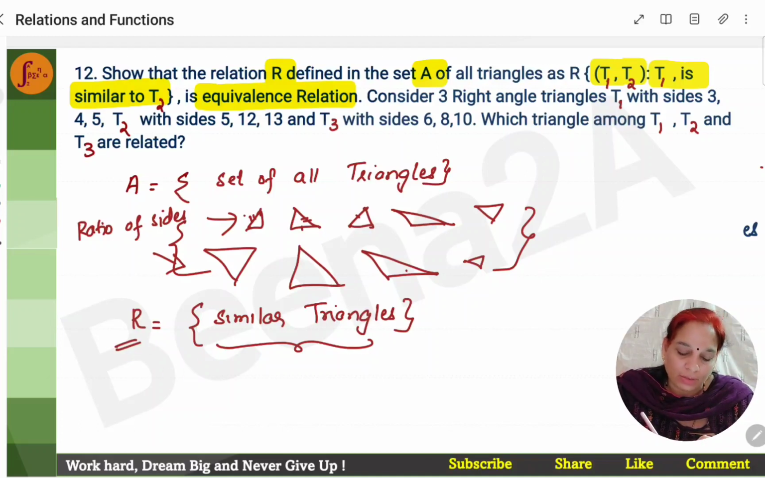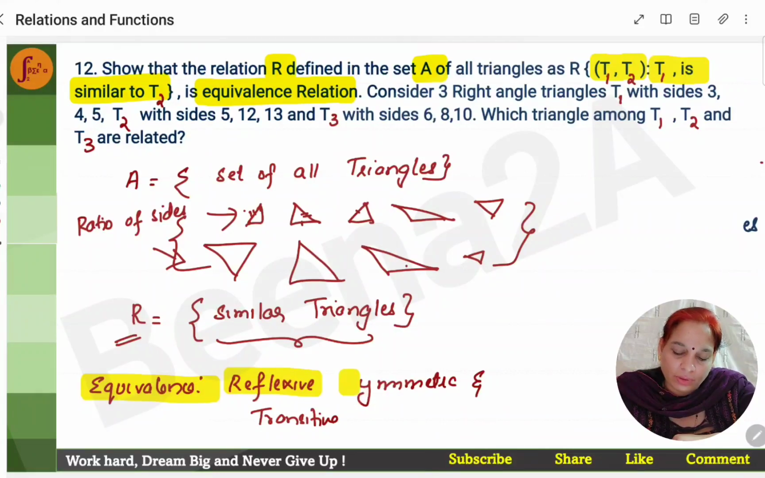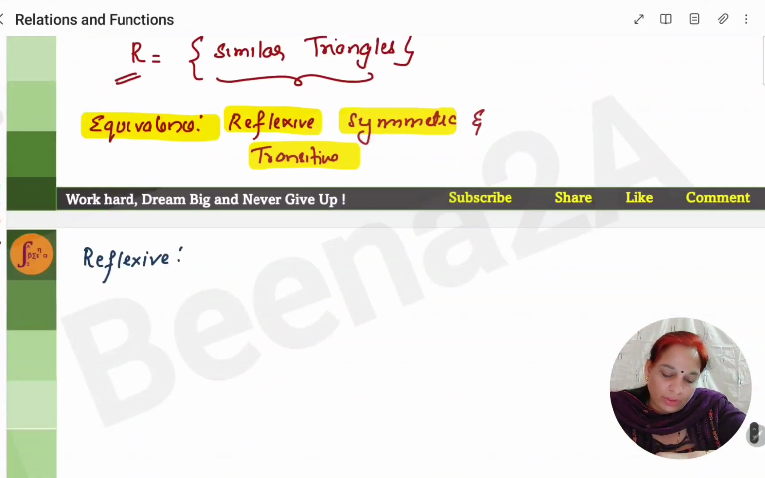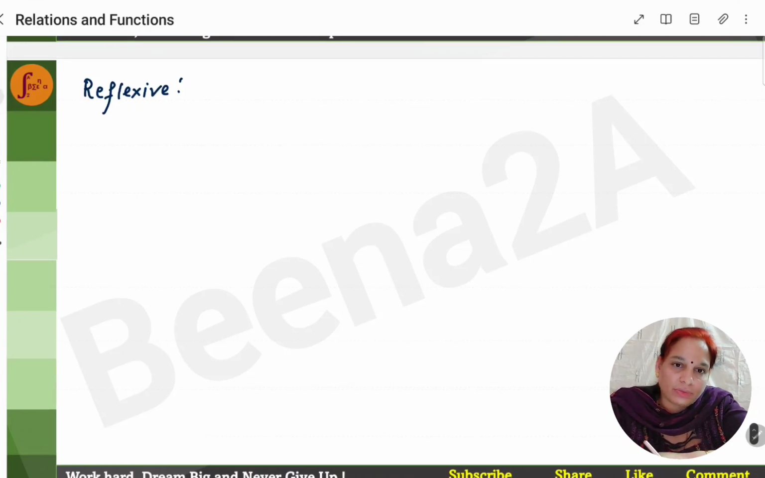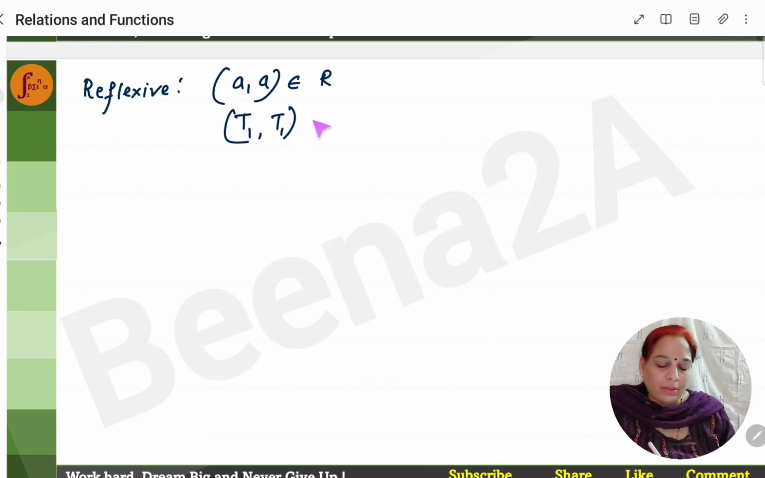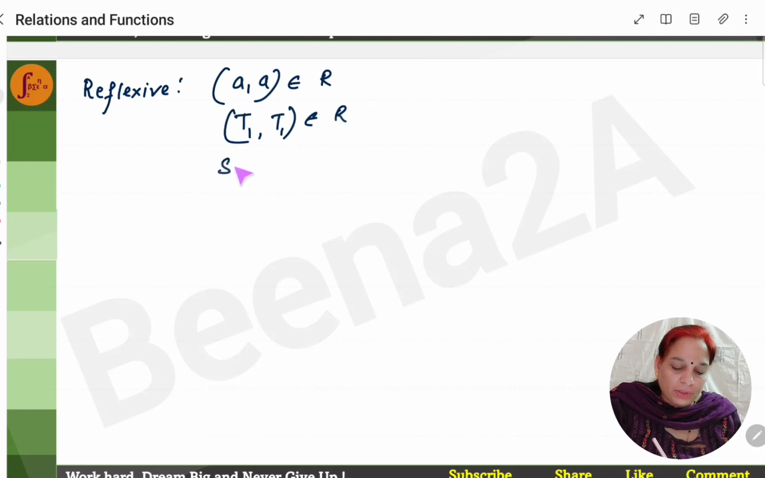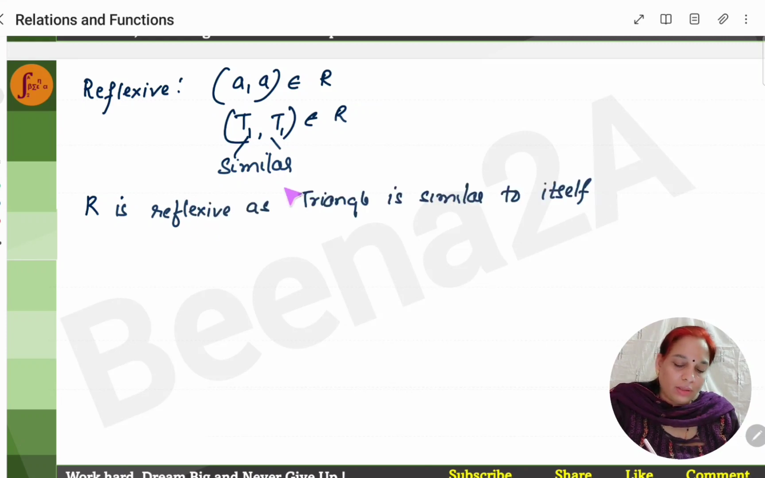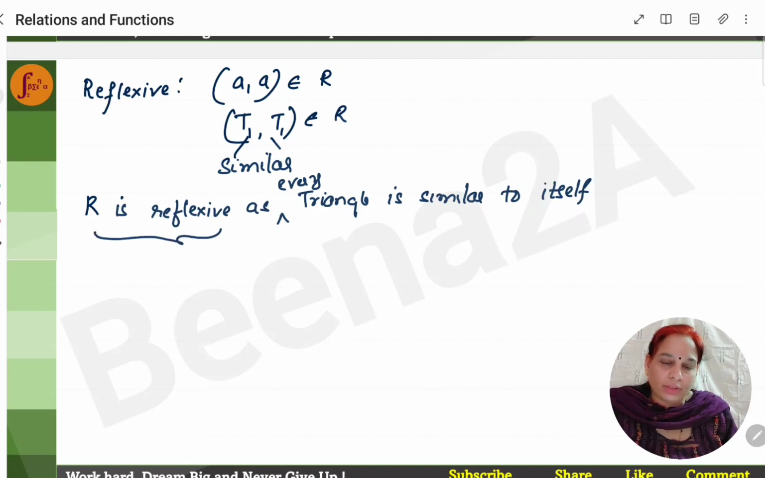Now we will have to prove that it is an equivalence. It has to be reflexive, symmetric and transitive. So we'll first check the reflexive case. Is it reflexive? For reflexive, A comma A should belong to R. That is T1 comma T1. If you have a triangle T1 and T1, it should belong to R. Here the relationship is similar. Two triangles should be similar, right? Every triangle is similar to itself. So as every triangle is similar to itself, you can say R is reflexive.